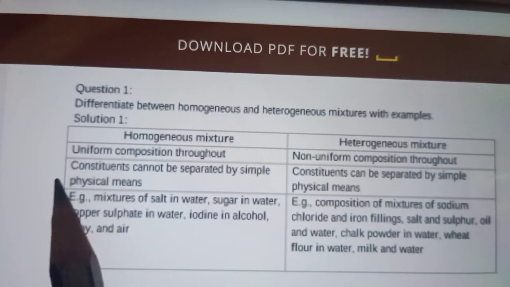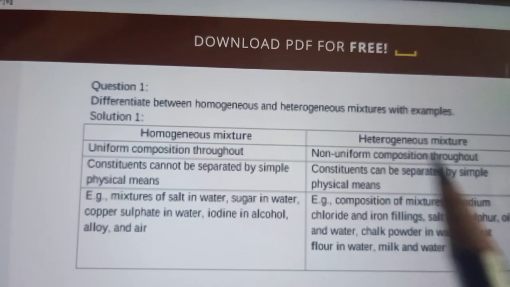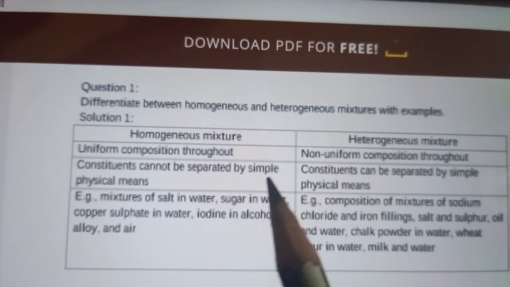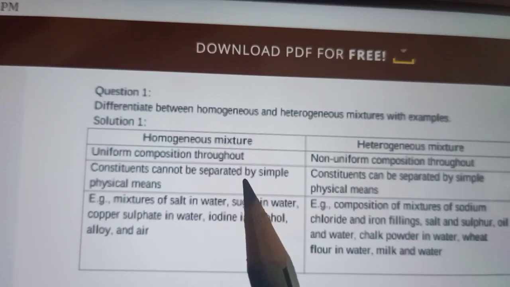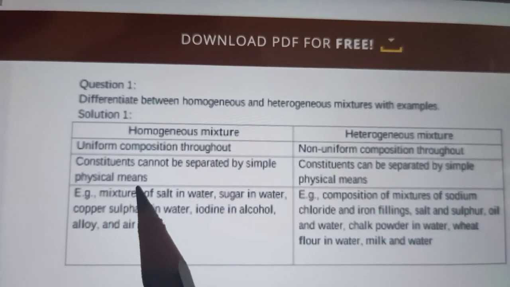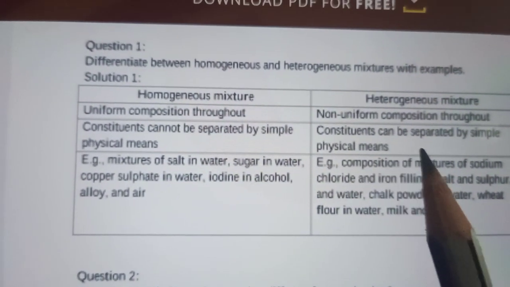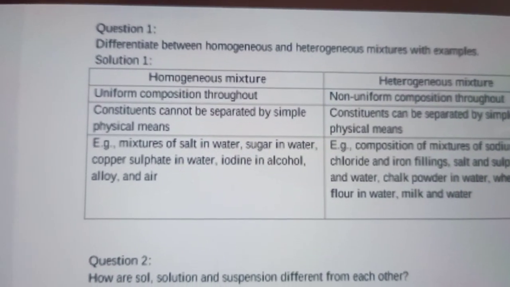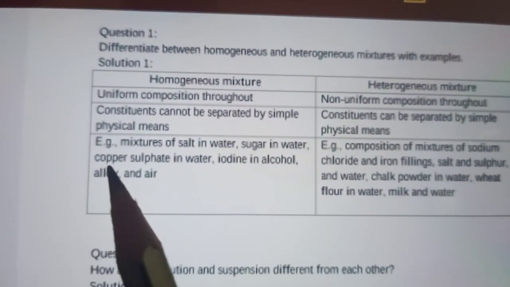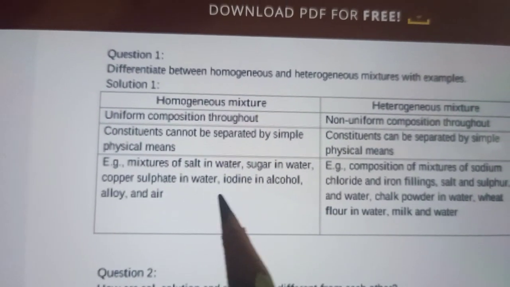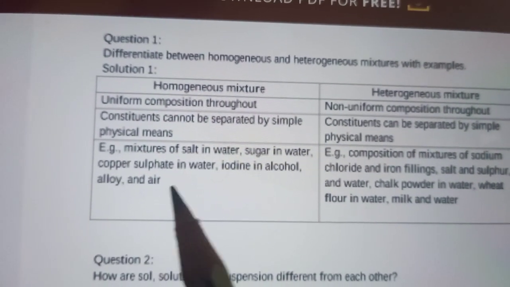The homogeneous mixture has uniform composition throughout, and the heterogeneous mixture has non-uniform composition throughout. In a homogeneous mixture, constituents cannot be separated by simple physical methods. In a heterogeneous mixture, the constituents can be separated by simple physical methods. Example of homogeneous: mixture of salt in water, sugar in water, copper sulfate in water, iodine in alcohol, alloys and air.